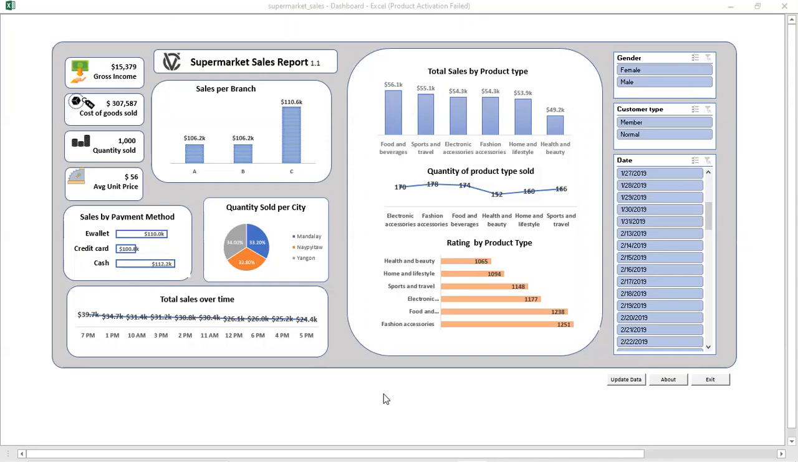Then after that, towards the right, we made some indicators focusing on the product type. The first is the sales by product type. There are 6 product types: food and beverages, sports and travel, electronic accessories, fashion accessories, home and lifestyle, and health and beauty. Under that you see the quantity, which is related to the sales. So if there are going to be high sales, of course the quantity is going to be high. And if there are going to be low sales, the quantity of that particular product is going to be low.